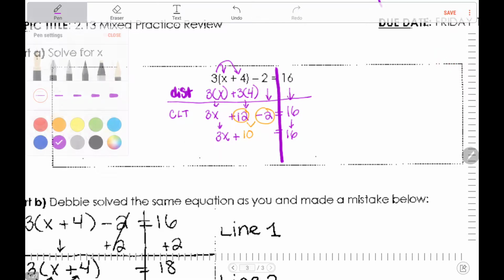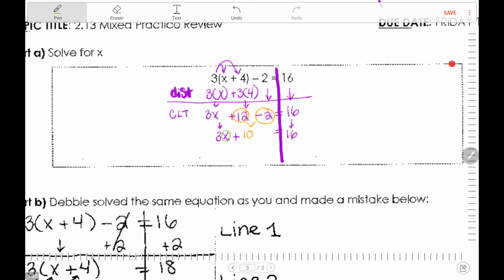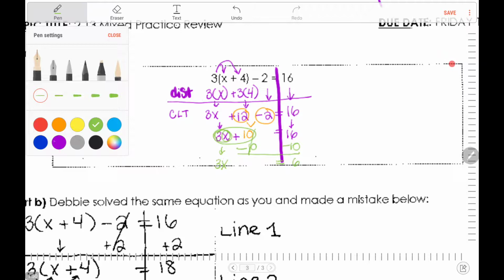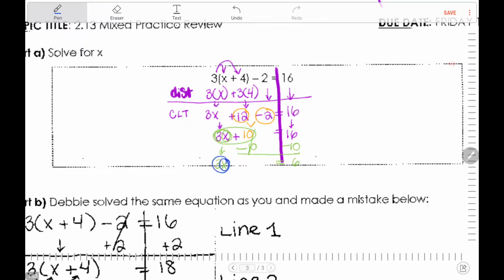So I'm going to use my inverse. And the first thing I'm trying to get rid of is what's furthest away from that x. So I'm trying to get rid of this 10 first. It's a positive 10, so I do minus 10. Bring down my 3x. 16 take away 10 is 6. And the next thing I'm trying to get rid of is this 3. How do I get rid of that 3? We divide. And I'm left with x equals 2. Okay?